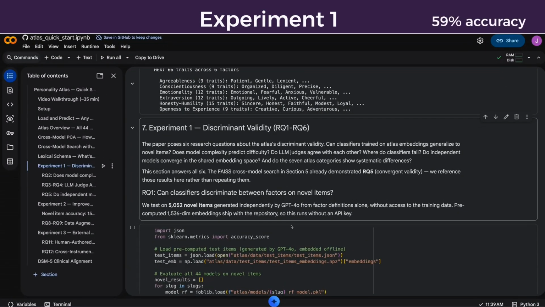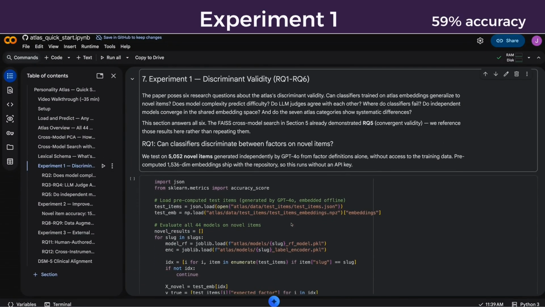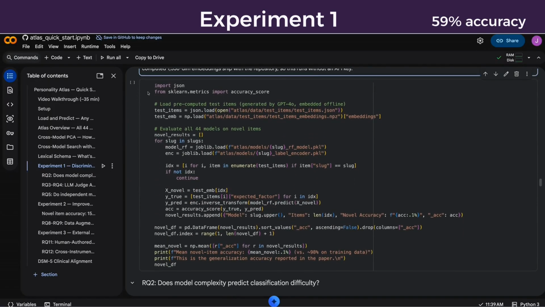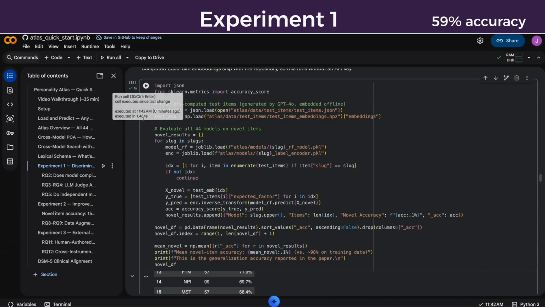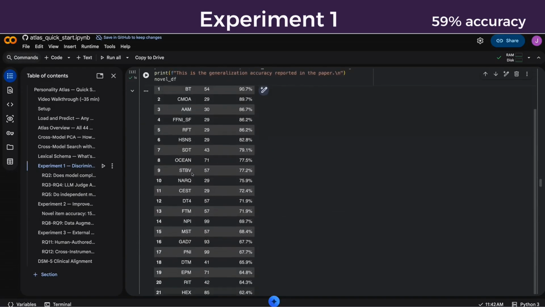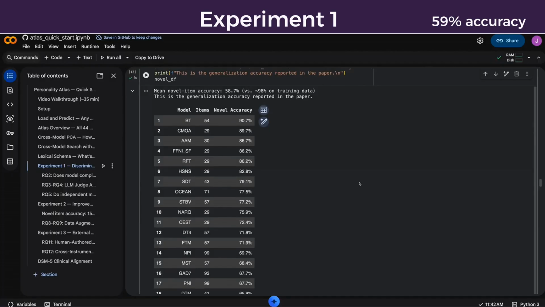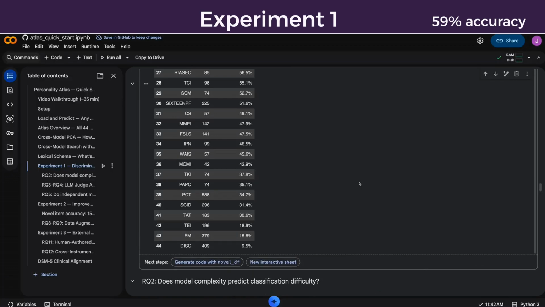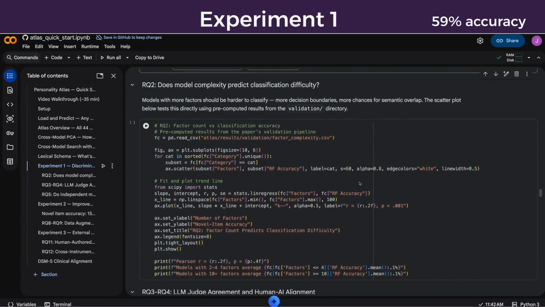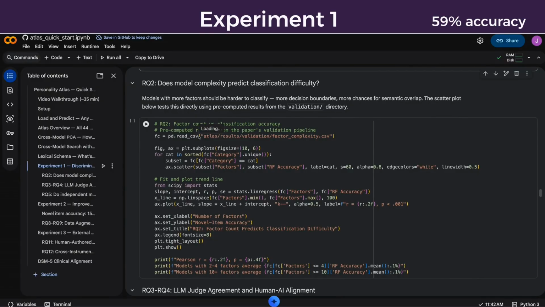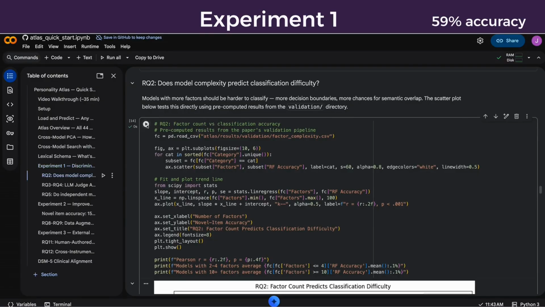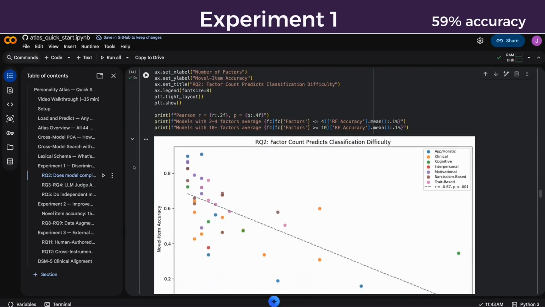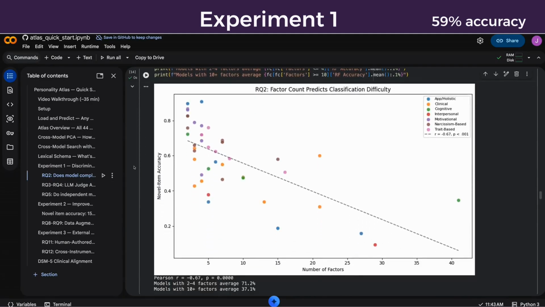Experiment 1. Discriminant validity. We tested whether the atlas's classifiers generalize to novel items they've never seen. GPT-4o generated 5,052 items from factor definitions alone, no access to the training data. RQ1. Novel item accuracy? 58.7% mean across 44 models, down from 98% on training data. That gap is the generalization penalty. RQ2. Does complexity predict difficulty? Yes. R equals -0.67. 2 to 4 factor models average 71.2%. 10 plus factor models average 37.1%.